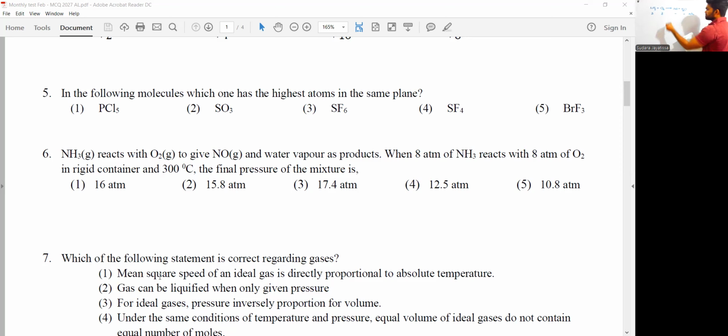So this is a unit that measures pressure. So here they have given the pressure. And it says it is a rigid container and 300 Celsius temperature. Okay, so now this data is enough for us to start and do the question.